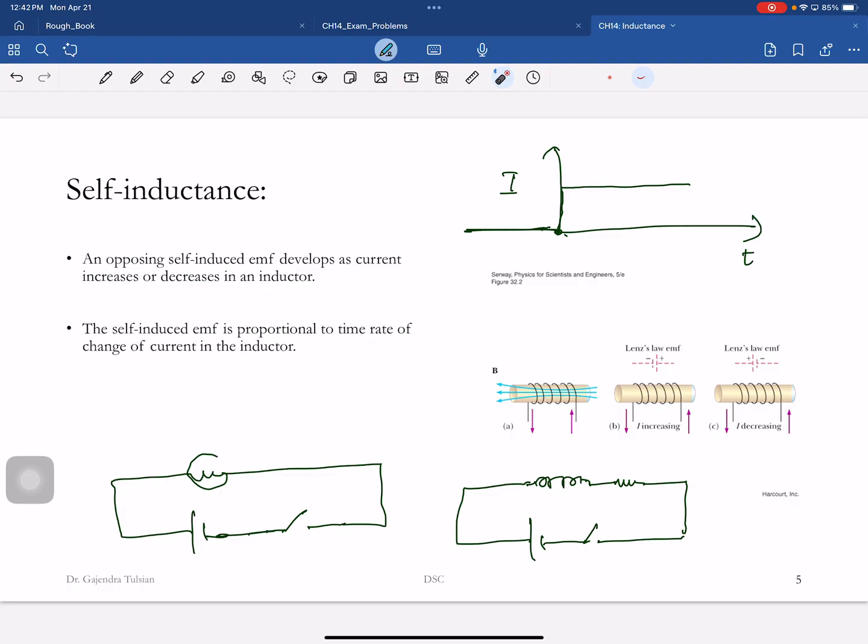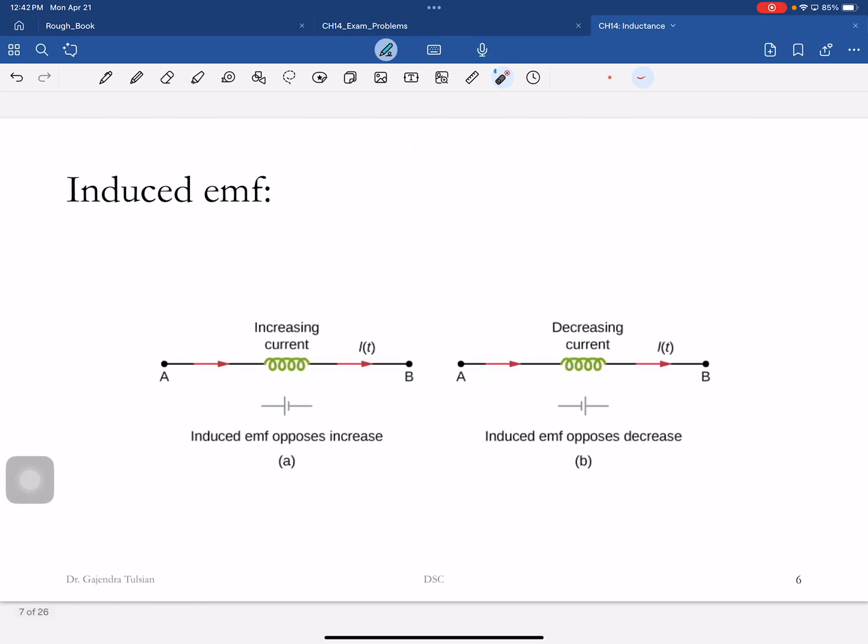Again, like I said, you take a straight wire. The straight wire doesn't care if you try and increase or decrease currents through it. You take the same wire and wind it up around a cylinder. Now this wire acquires the ability, it doesn't like changes in current. So the self-induced EMF is proportional to the time rate of change of current in the inductor. Okay, so you took a wire and wound it up like that. You try and increase the current, it will induce an EMF in the opposite direction.